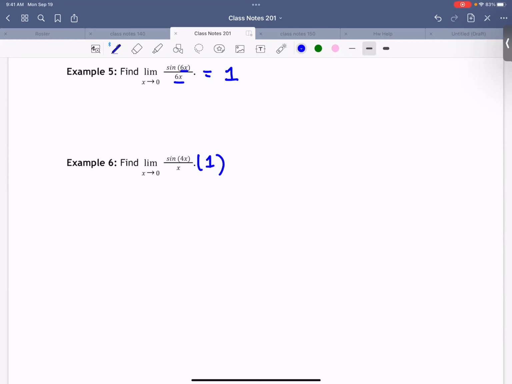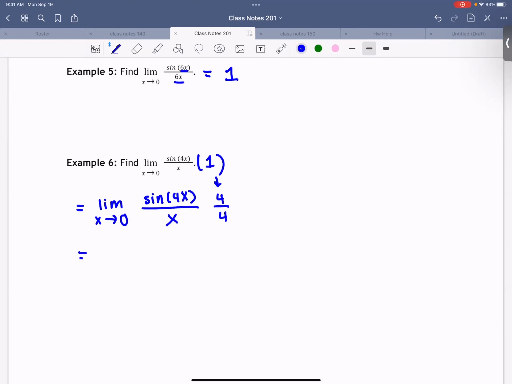So maybe instead of multiplying by 1, I can multiply by a different version of 1. So let me do something real funky here. Sine 4x over x, but instead of writing 1, I'm going to write a different type of 1, which is 4 over 4. You're real close, you just had to combine your two answers. The reason I chose 4 is because I want the denominator to be 4x because the numerator has a 4x in it.